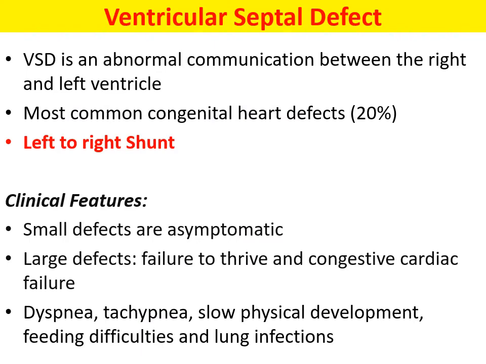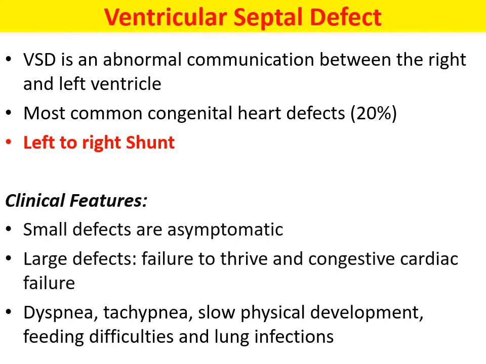We can say ventricular septal defect is an abnormal communication between the right and the left ventricle, because there is a gap in the ventricular septum and the blood will flow from the left to the right ventricle. This is the most common congenital heart defect. About 20% of all congenital heart defects are ventricular septal defects, and there is a left to right shunt.